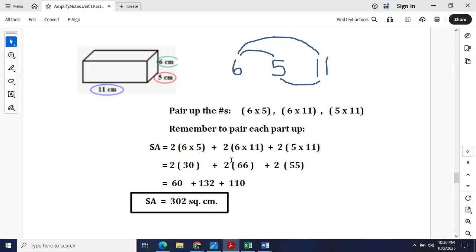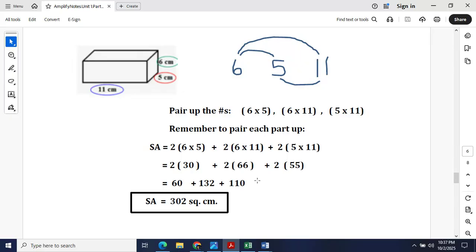So I would do 6 times 5 is 30. Double is 60. 6 times 11 is 66. Double that is 132. 5 times 11, 55. Double it, you get 110. Then when you add this up, the surface area of this is 302 square centimeters.